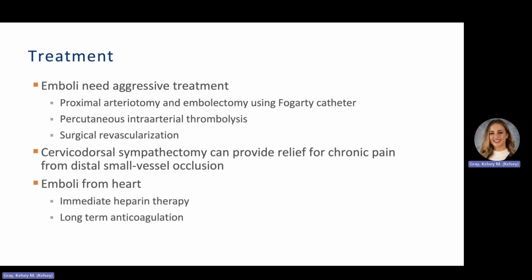Treatment of emboli needs aggressive addressing of the proximal source via proximal arteriotomy and embolectomy using a Fogarty catheter. This is a catheter that is small enough to pass into the superficial and deep arches of the hand. There's also percutaneous intraarterial thrombolysis, as well as surgical revascularization. Cervicodorsal sympathectomy can provide relief for chronic pain from distal small vessel occlusion. Emboli from the heart are treated with immediate heparin therapy and long-term anticoagulation.